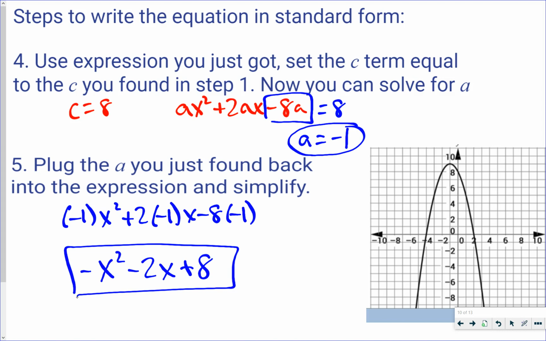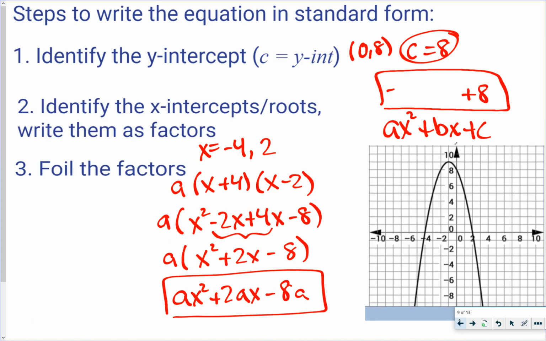From foiling. When I foiled my factors back together, that's where it came from. She went back to her slide. She asked where the 2 came from. So I'm showing her it's when we foiled our factors together. That's where we got it from.